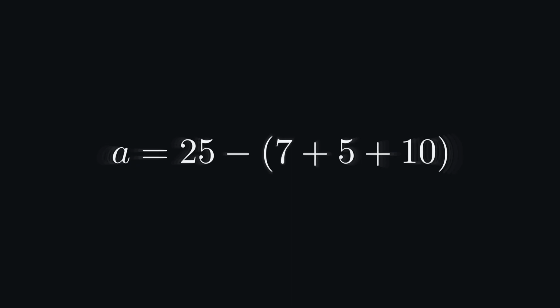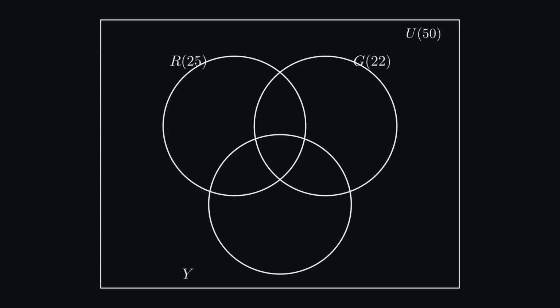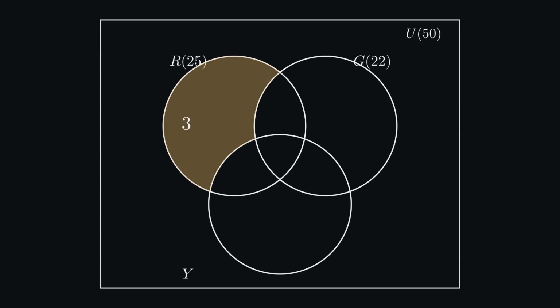Next, let's find out how many liked only red. The total number of girls who liked red is 25. We calculate this by subtracting those who liked other combinations. So, 25 minus 7, 5, and 10. This gives us 3 girls who liked only red.